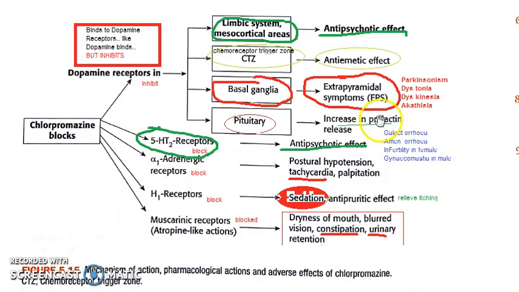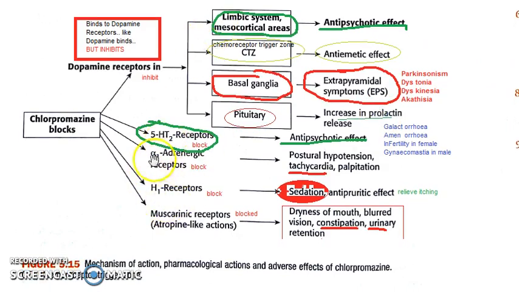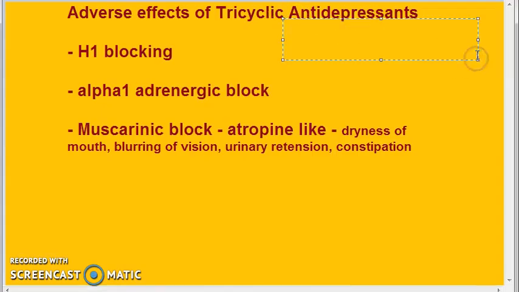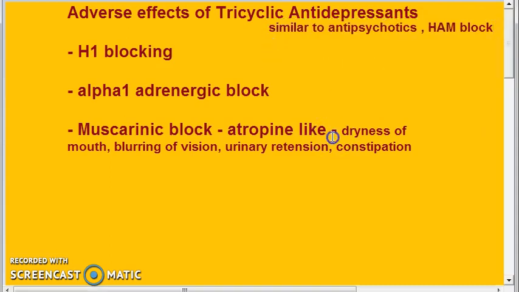All these are typical atropine-like side effects, right? If you remember antipsychotic drugs, there we have actually seen this HAM block already, right? In chlorpromazine, haloperidol, risperidone, olanzapine, clozapine, we have already seen this HAM, H1 receptor block, alpha 1 adrenergic receptor block, muscarinic receptor block. All of these are blocking, if you remember. So adverse effects of tricyclic antidepressants, you can write similar to antipsychotics, HAM block, right? HAM block means H1 blocking, alpha 1 receptor blocking, and muscarinic blocking.